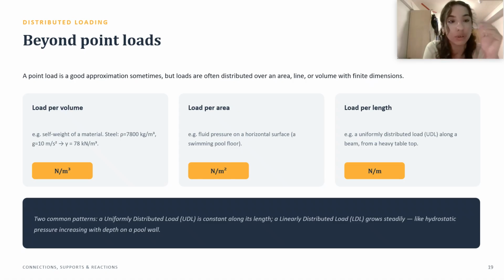So you could have a load or a force distributed per volume. For example, when you have a material with a density, you can have it distributed on area, or you have fluid pressure. You can have it distributed by length, so a uniformly distributed load along a beam, which is what we're going to look at now. Newtons per meter, from a heavy tabletop. These are just examples, but we are going to look more into the load per length.